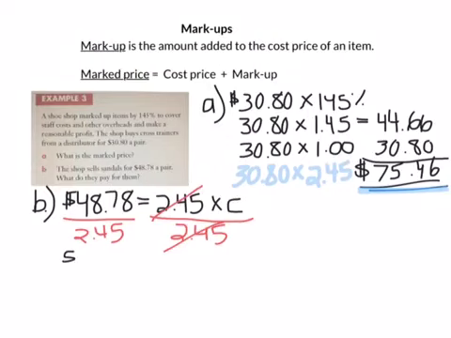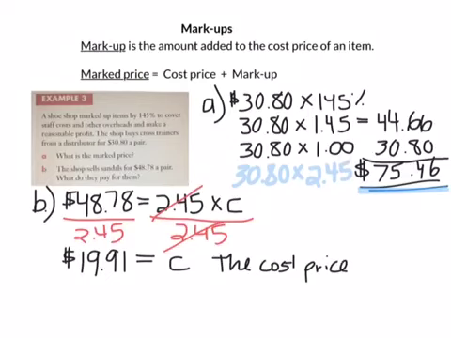We are left with, on the left-hand side, 48.78 divided by 2.45, which equals 19.91. And on the right-hand side is our cost price, C. So we've actually just answered the question in one easy step. So when you write these answers out, actually write it in a sentence. The cost price is $19.91. Easy.